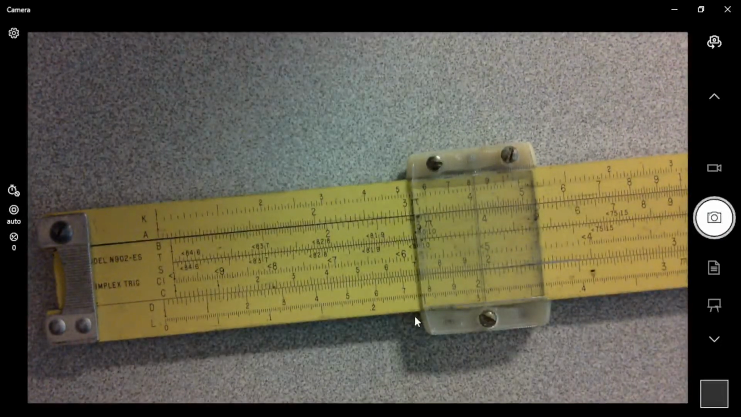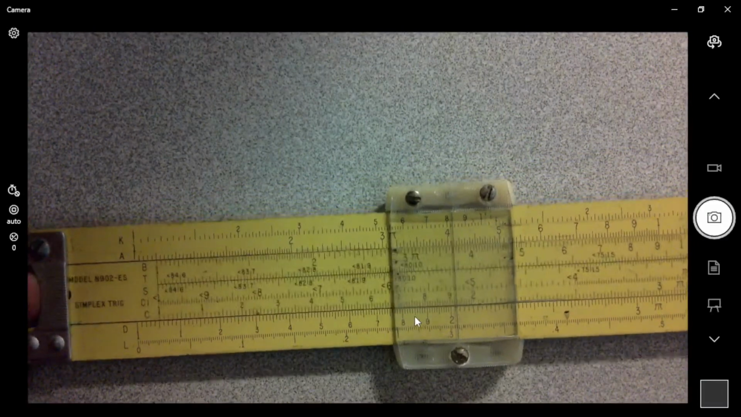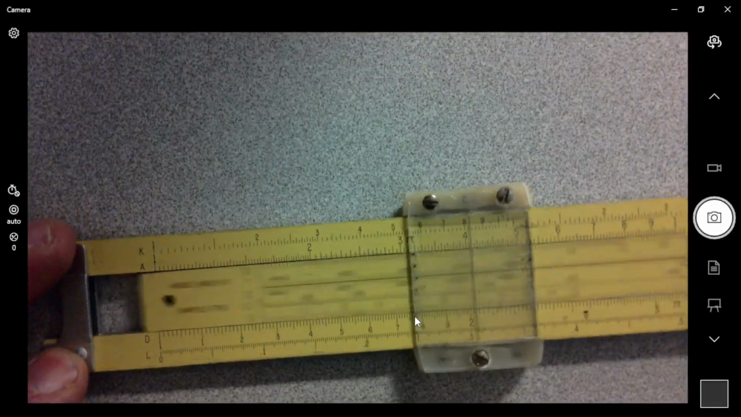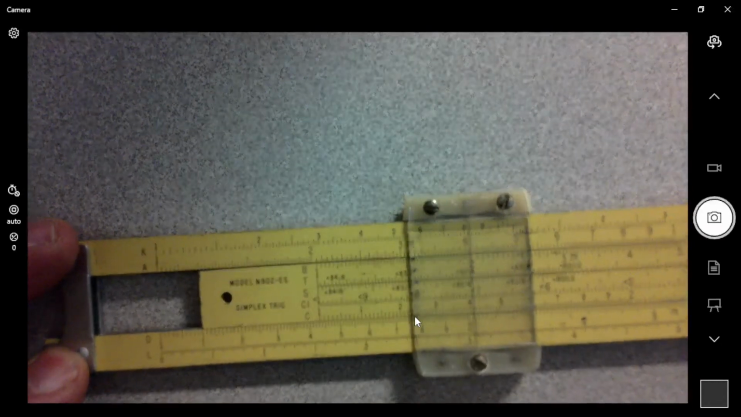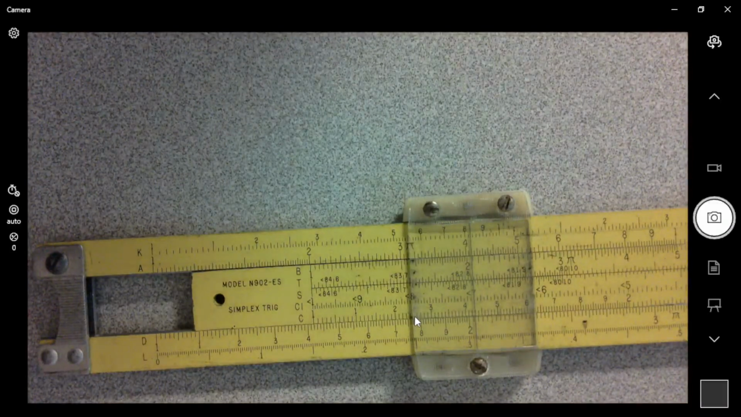2 times 4, a little harder, right? 2 times 4. What you do is you find the 2 on the A scale, that's the top scale, and it happens to be right here. And I'm going to put the 1 from the B scale, so you have the 2 on the A scale, it's right above the 1 on the B scale.